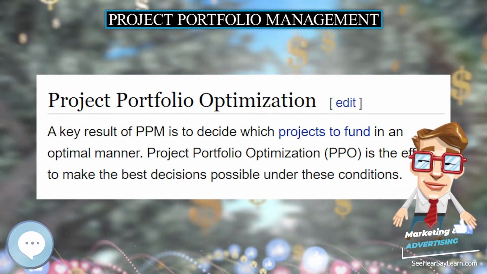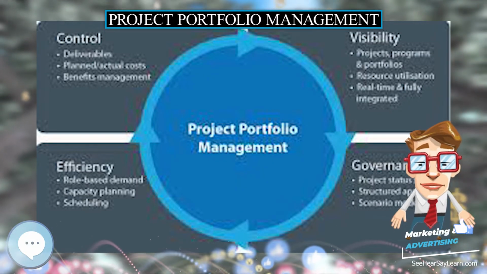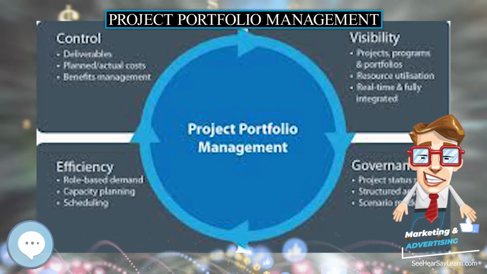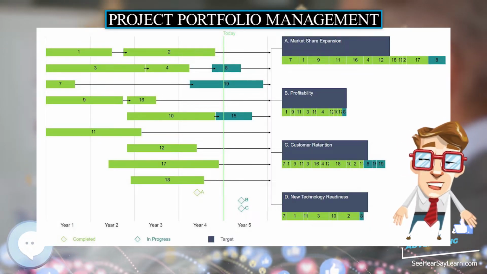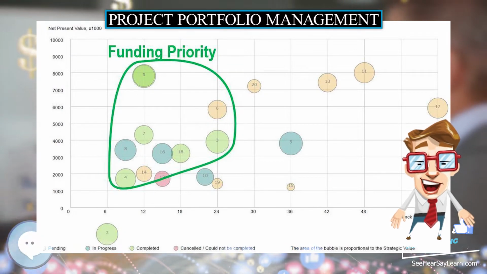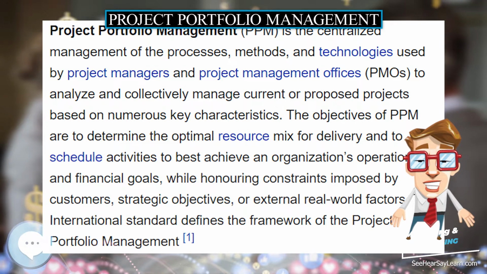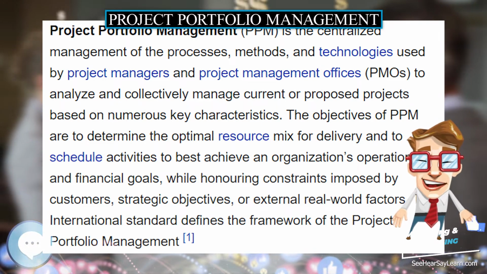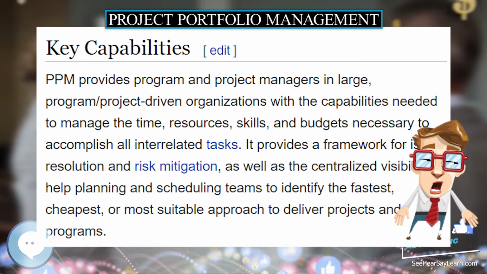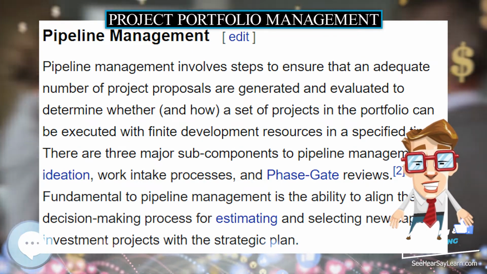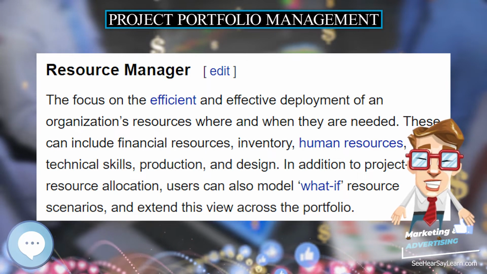Pipeline management. Pipeline management involves steps to ensure that an adequate number of project proposals are generated and evaluated to determine whether, and how, a set of projects in the portfolio can be executed with finite development resources in a specified time. There are three major subcomponents to pipeline management: ideation, work intake processes, and phase gate reviews. Fundamental to pipeline management is the ability to align the decision-making process for estimating and selecting new capital investment projects with the strategic plan.